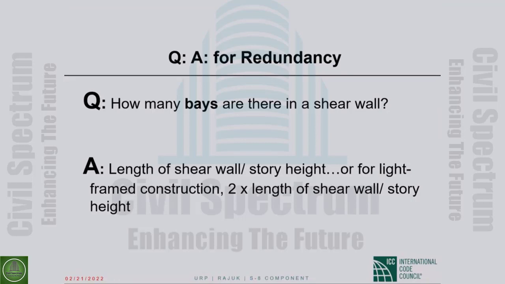So the number of bays is length of shear wall divided by story height. So if you have 10-foot story height, 20-foot long shear wall, your number of bays is 2. Okay, so length of shear wall divided by story height. But if you have light frame construction, I mentioned this is wooden studs, or these days cold form steel metal studs with some kind of sheathing, that would be light frame wall. If you have that, then you get a big break. Then the number of bays is twice the length of the wall divided by the story height.